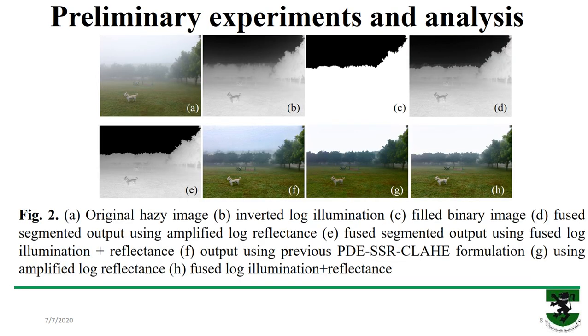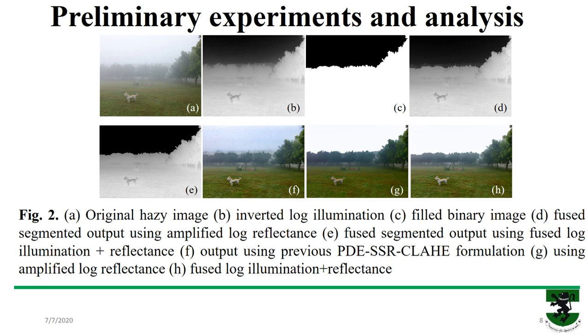So in figure 2, we present some preliminary experiments and analysis using a sample image. In image A, we have the original hazy image with a considerable amount of sky region, and in image B, we have the inverted log illumination channel of that image, and in C, we have the morphologically processed binary image showing the clearly segmented regions of sky and non-sky regions.